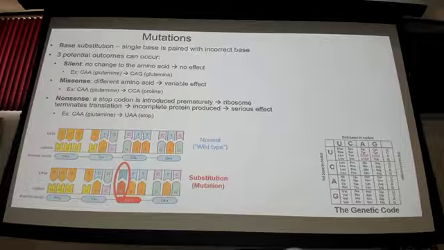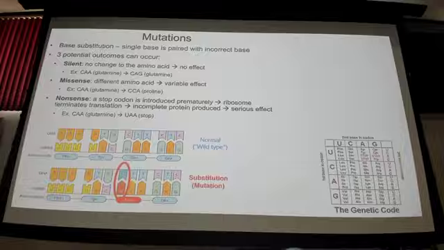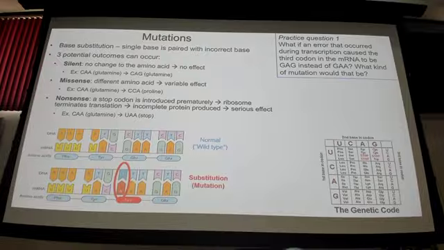Which would be the position that would be most forgiving or lenient or tolerant towards a mistake? The third. That's the wobble position. That's the degenerate position. Yep, degeneracy.